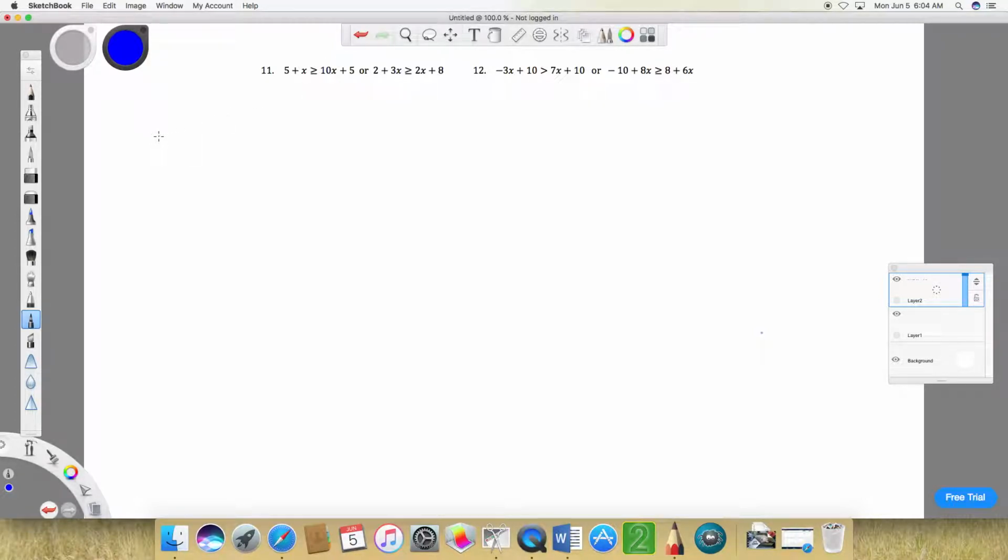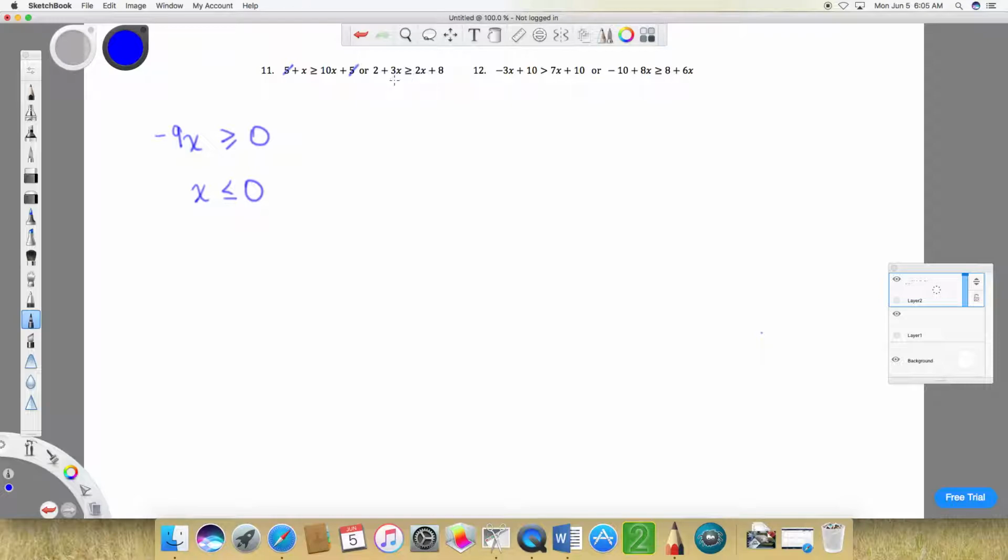1x minus 10x is negative 9x is greater than or equal to, and I'm also going to subtract 5 from each side. You can see that when I do that, the 5's cancel. 5 minus 5 is 0. If I divide each side by a negative value, I'm going to have to change the direction of the inequality, and 0 divided by negative 9 is 0. So on the left here, my solution set is x less than or equal to 0. Any values of x that are to the left of 0 or equal to 0 will make this a true statement if you substitute it in.